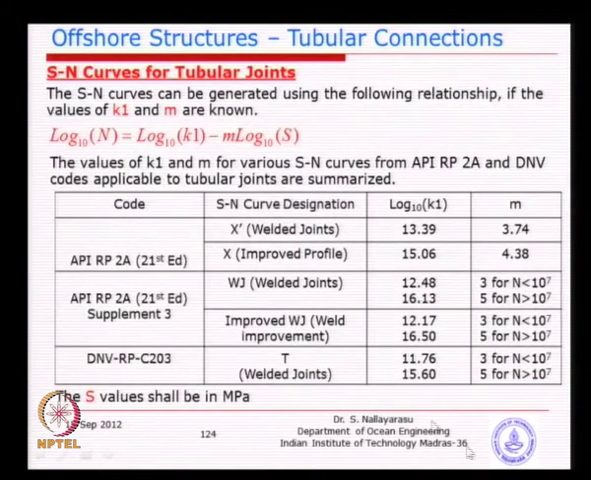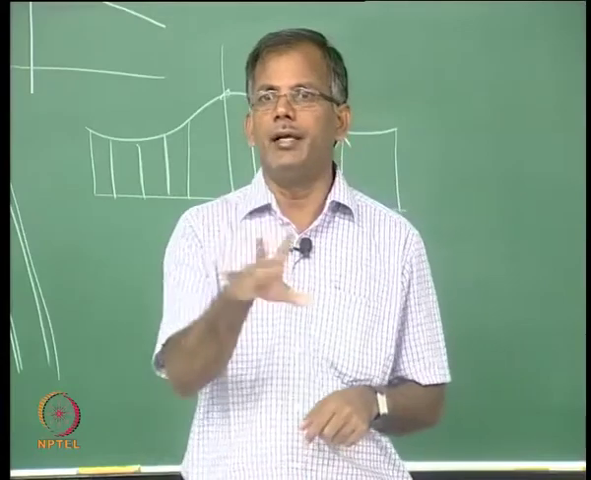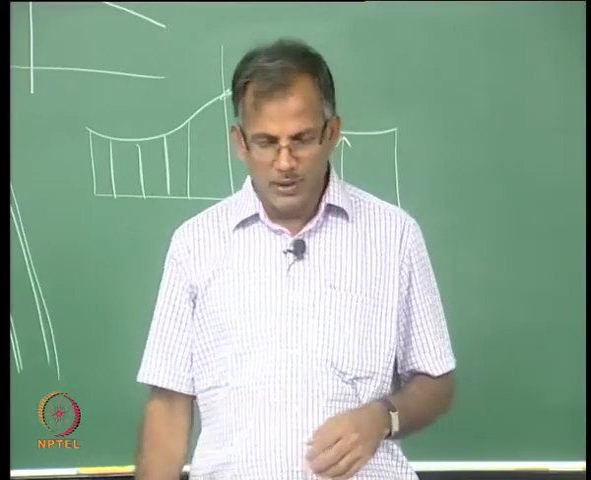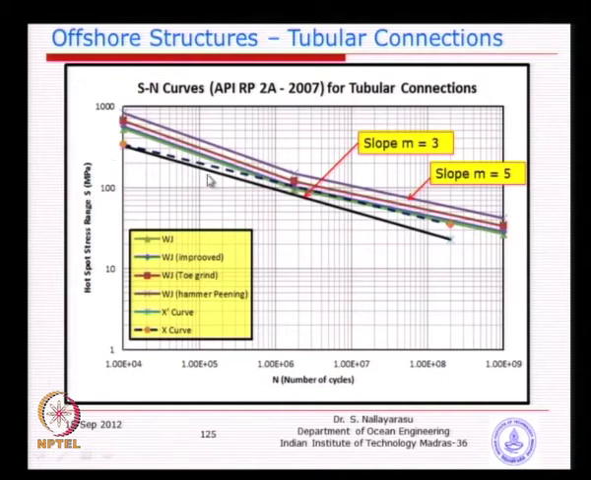For computation purposes, either you will be given these values, and you do not need to memorize them, or you will be given charts like this. For example, in the examination, if I give you a chart, you should be able to read it, because you know the stress range that you have. You go to the graph, go to this point, and then come straight down, and you will be able to read the number of cycles at which the joint will fail.